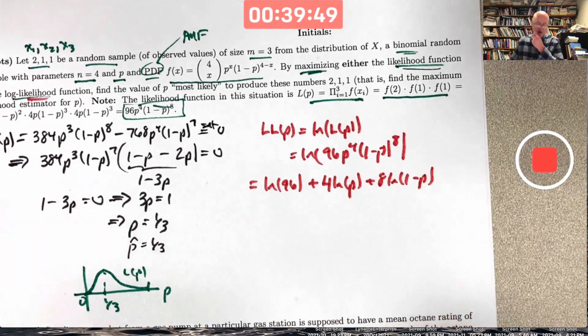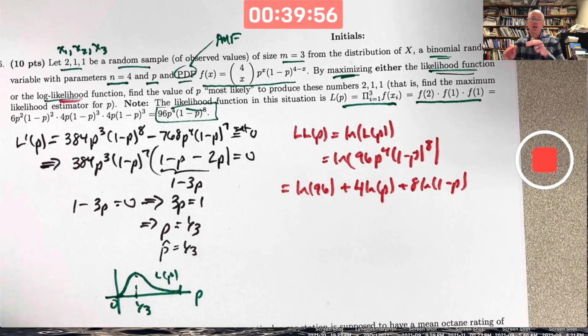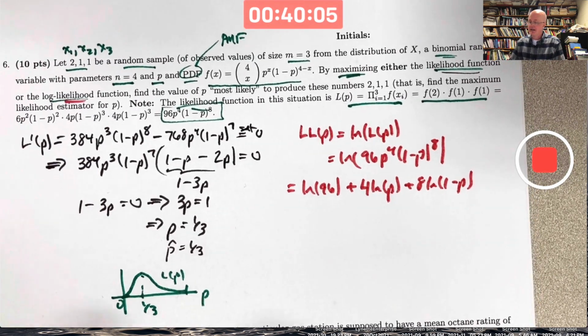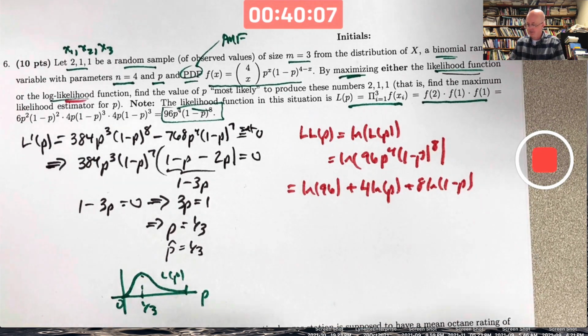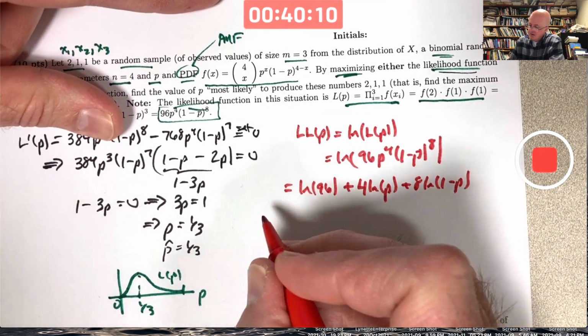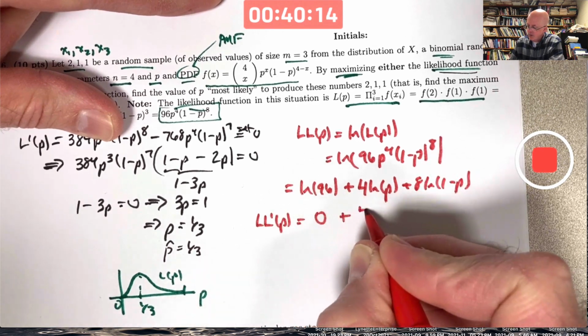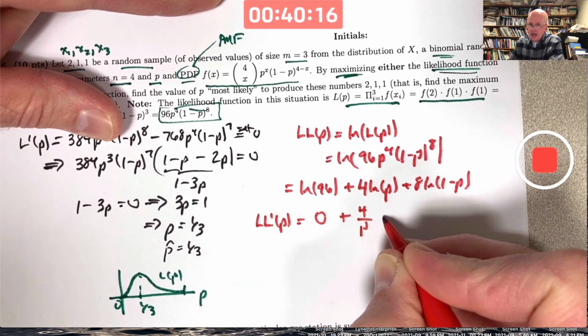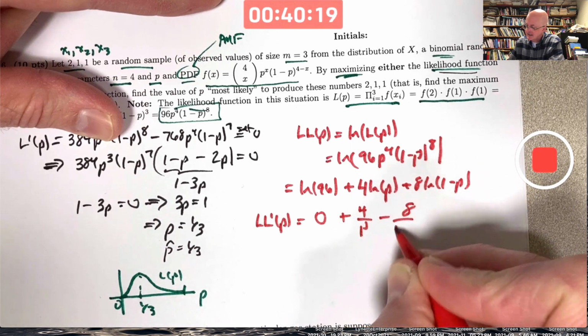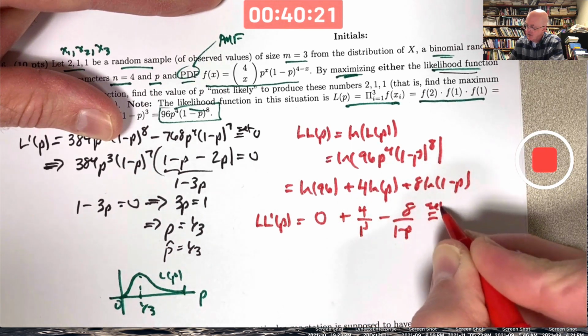And it's because of those properties of logarithms that the log likelihood function is often easier to optimize than the likelihood function itself. Where the log likelihood function is maximized, the value of p is the same value of p that maximizes the likelihood function, because the log is an increasing function. Okay, it's monotone. We want to differentiate this. We get 0 plus 4 over p, and then from the chain rule we get minus 8 over 1 minus p. Set that equal to 0.